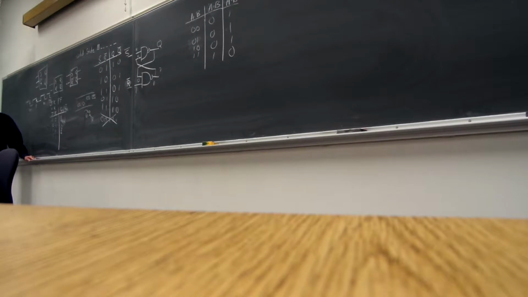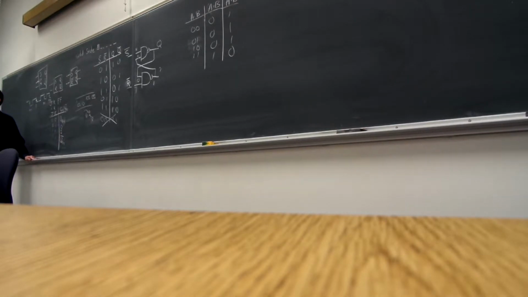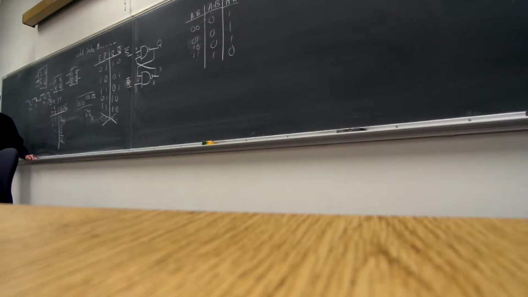We fixed that with the JK by saying if I get a 1 and a 1 and I get a clock, my QN goes to the opposite of what the previous one was. In other words, it toggles. Everybody all right with that?